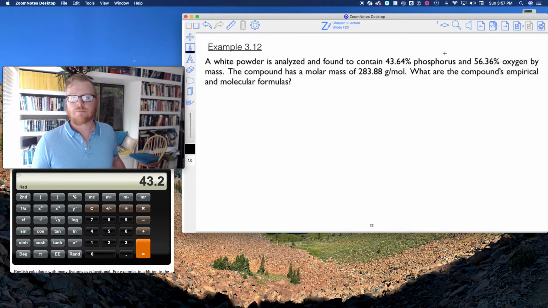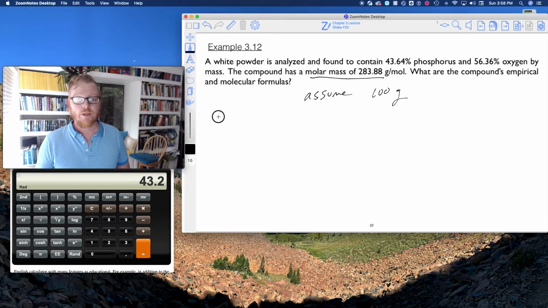All right? A white powder is analyzed and found to contain 43.64% phosphorus and 56.3% oxygen by mass. Those definitely add up to 100, right? And now they tell me the molar mass is 283.88 grams per mole. What are the compound's empirical and molecular formulas? Well, let's do it. Remember, we'll start by assuming we have 100 grams. So I'm going to say 43.64 grams of phosphorus.